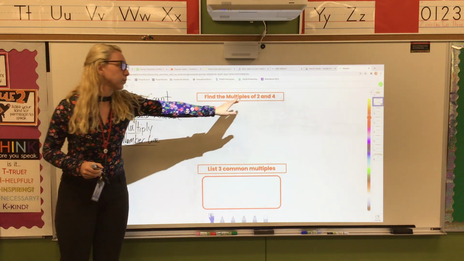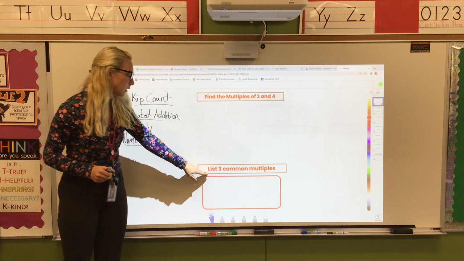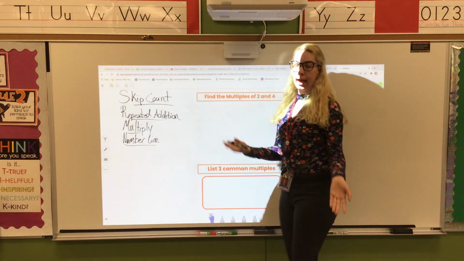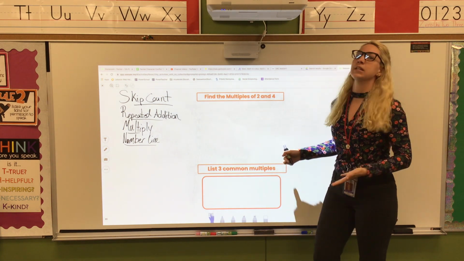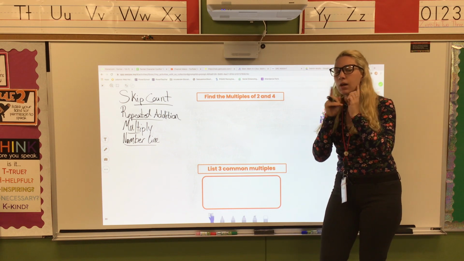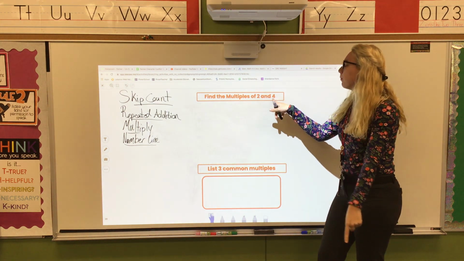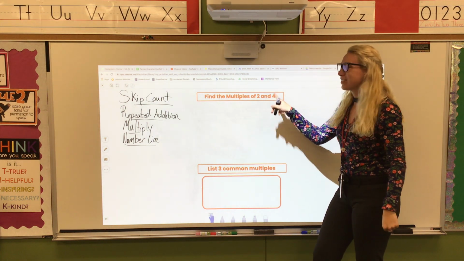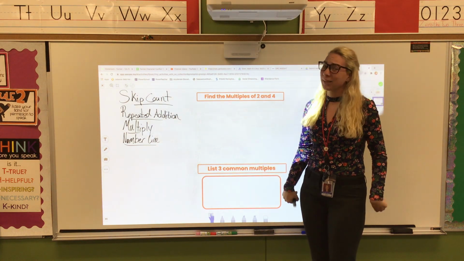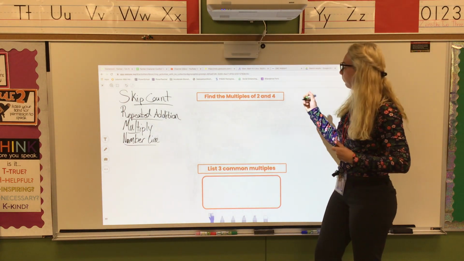We're going to find the multiples of 2 and 4, all right? We need to list 3 common multiples. Remember, multiples can go on forever and ever, right? So it'd be crazy for me to make all of them and then say, okay, let's find 3 common multiples. I'm going to use my brain here. I'm going to make the multiples of 4 first, because I know 4 is an even number, and I know 2 is an even number. So I'm thinking there are probably a lot of common numbers in these multiples. So I'm going to do the 4s first, all right?